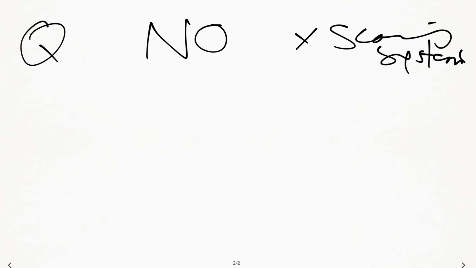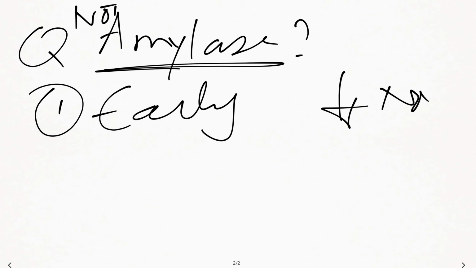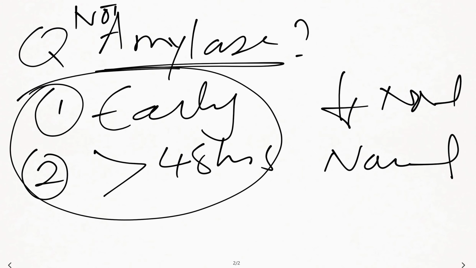So why can you not depend on amylase? Why not amylase in acute pancreatitis? The reason is that if you check amylase so early at the attack, you will find it normal or low, and if you do it too late, after 48 hours, you will find it also normal or low. So it is not a good indicator for acute pancreatitis. So if you want to do something, you can do lipase, and there will be no problem.